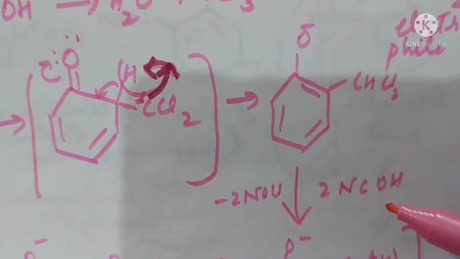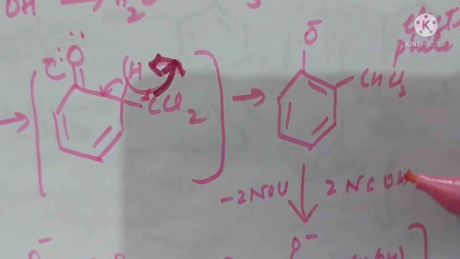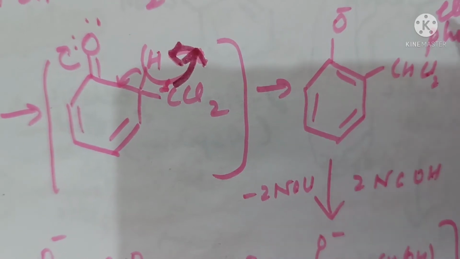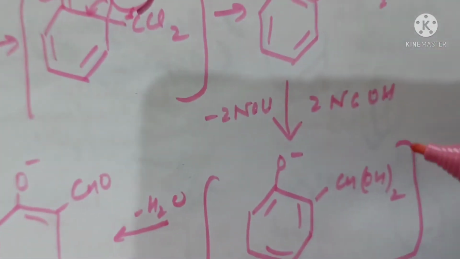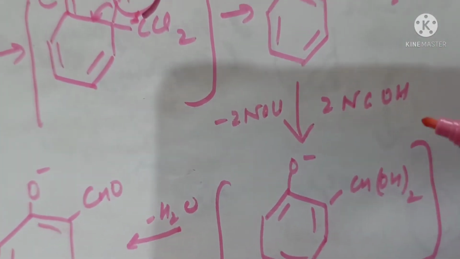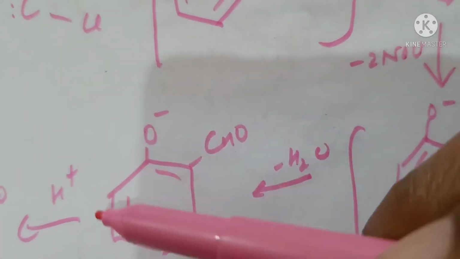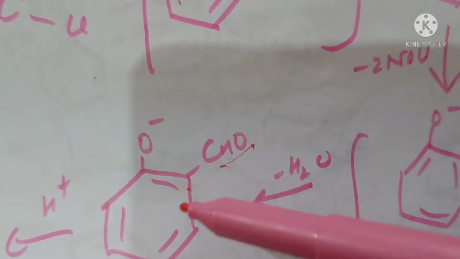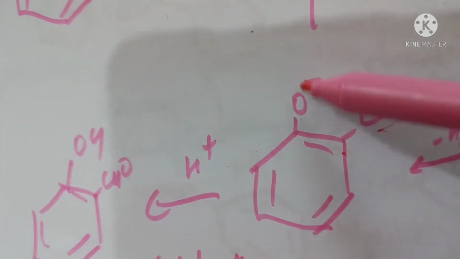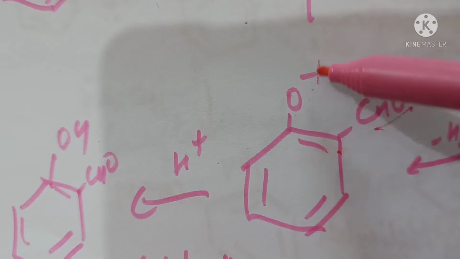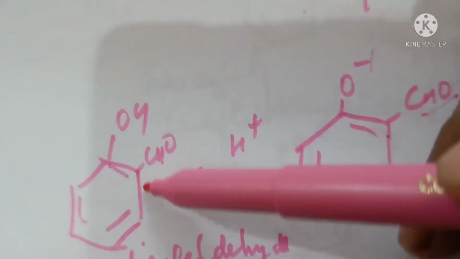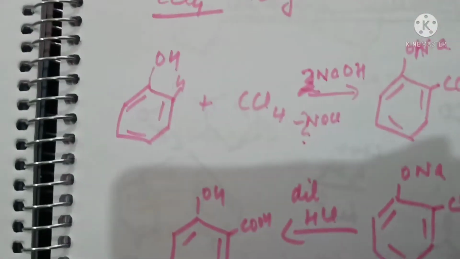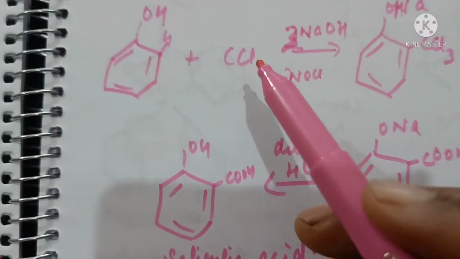When NaOH is reacted with this compound, OH takes the place of two chloride ions and 2 NaCl is removed. We get CHOH twice, which is unstable. Water is taken off. So aldehyde group comes at ortho position, and on acidification this phenoxide portion again gets converted to OH and salicylaldehyde is formed. Reimer-Tiemann reaction can also be done with carbon tetrachloride.